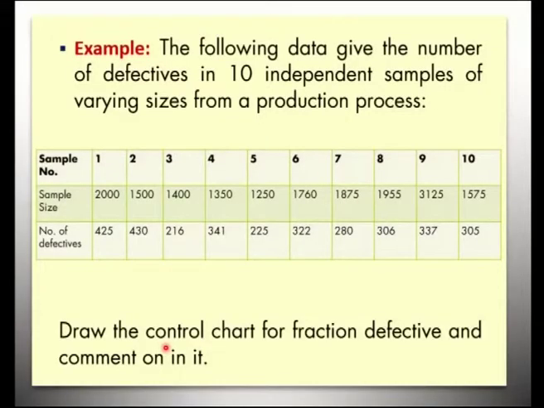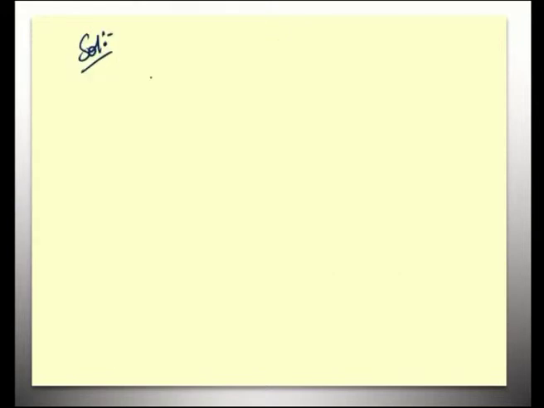Solution. Since we have various sample sizes, we have variable control limits also. So, UCL and LCL will be calculated for each sample. Since we have a variable sample size, we can draw the control chart for fraction defective in the following 3 ways. So, first of all, variable control limits.